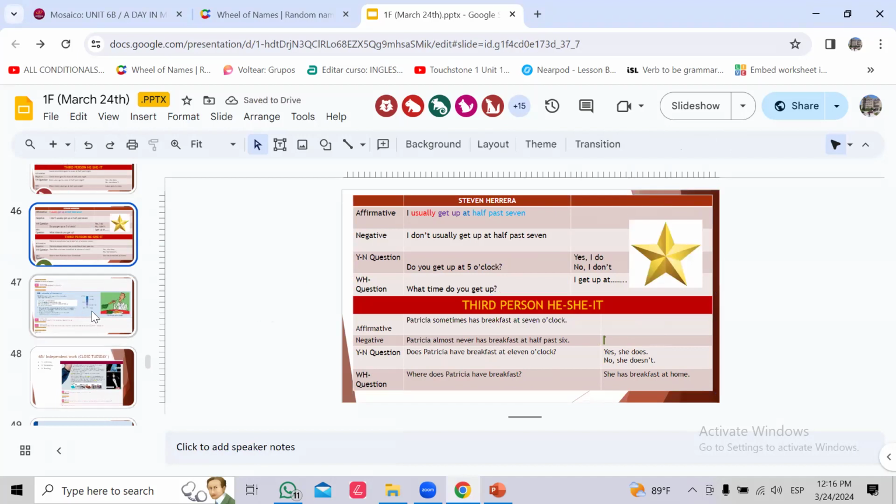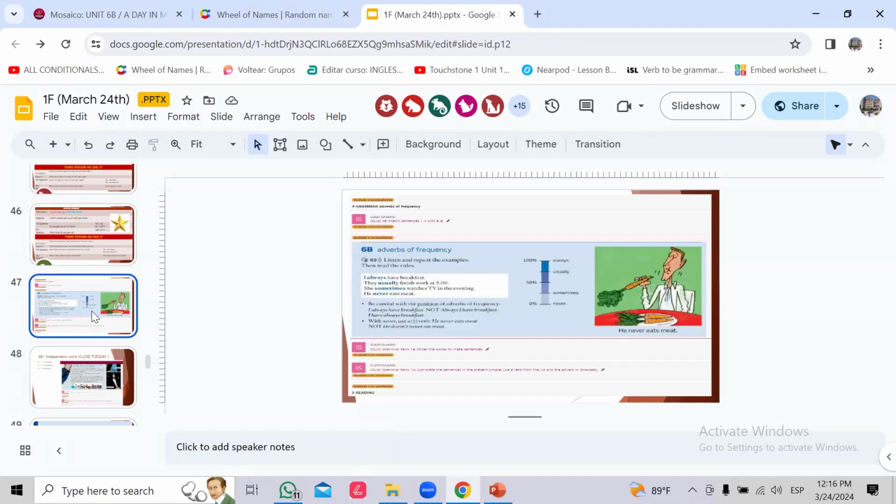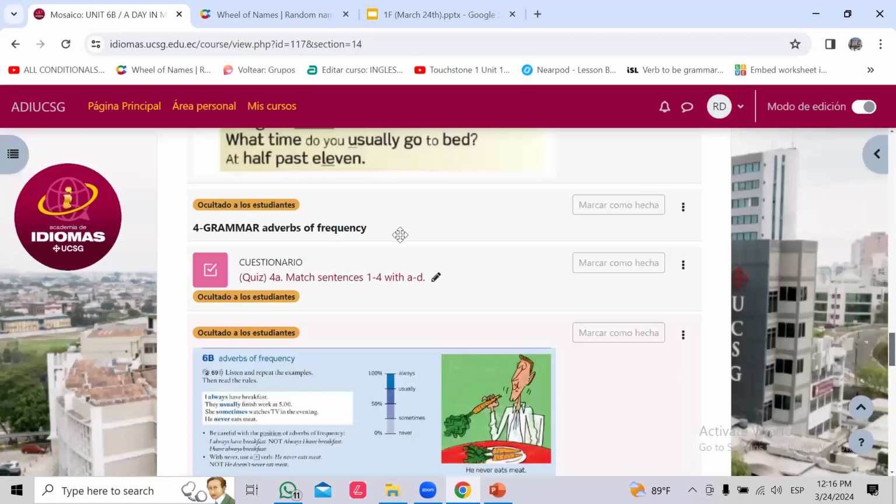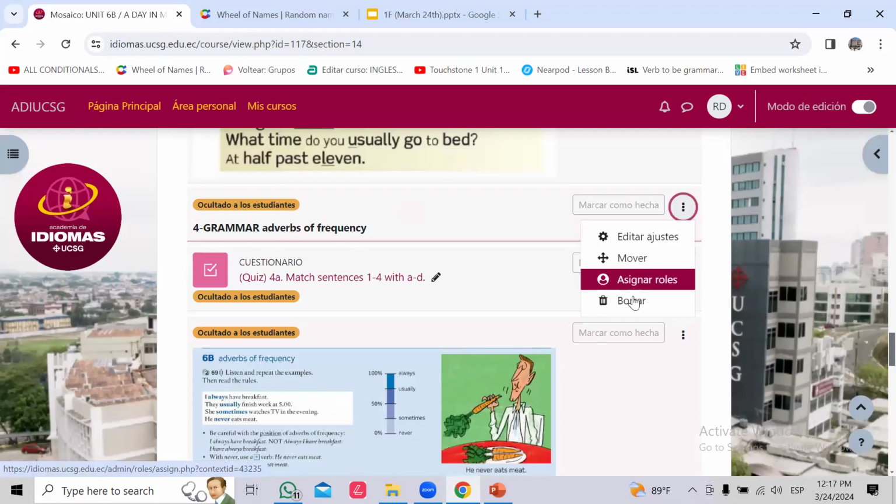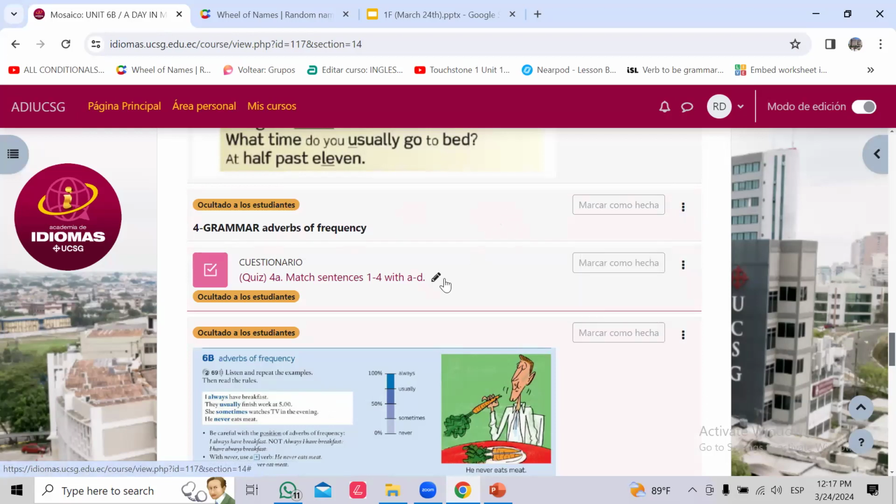Okay. And now we go to the platform, to the Moodle, okay, with the next activity. We are going to practice, okay? Grammar, adverbs of frequency. Esto está oculto. Okay. I'm going to make it available. What happened here? And then you are going to practice with this. Okay, give me a sec.